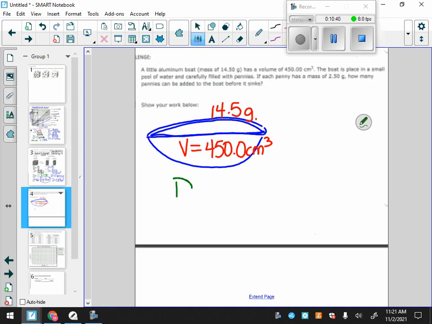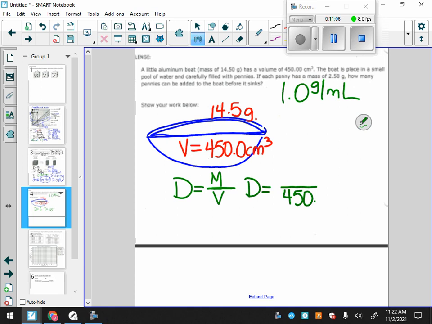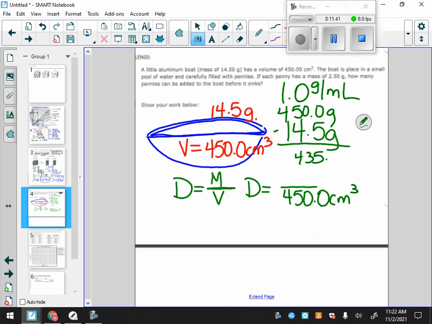So let's see. Density is mass over volume. You need to know that water has a density of 1 gram per milliliter. So in order to sink the boat, the mass needs to be greater than the volume. So right now, our volume is 450 centimeters cubed. You want to sink your boat, your mass has to be equal to 450. Right now, your mass is only 14.5 grams. And I want to subtract that from 450, and I'm going to get how many grams to fill the boat. 450 minus 14.5. So in order to sink the boat, I need 435.5 more grams.